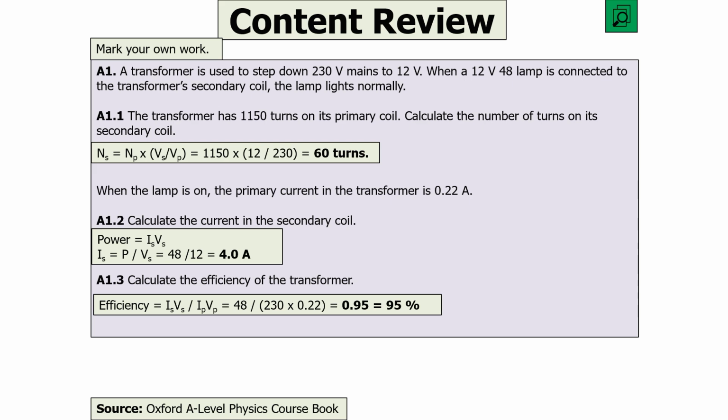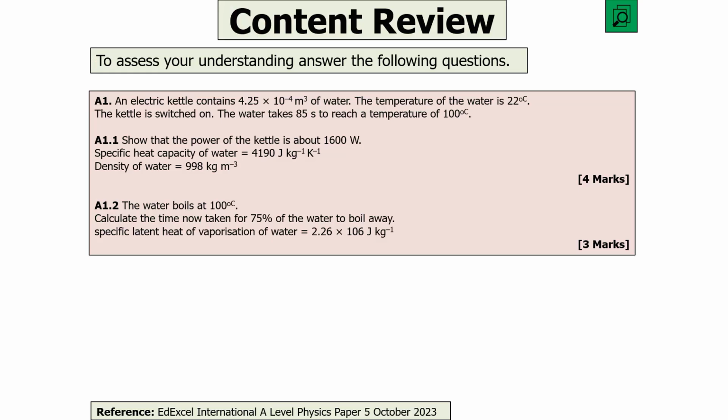Let's now have a look at some thermal physics. So in the first question, an electrical kettle contains 4.25 times 10 to the minus 4 meters cubed of water. The temperature of the water is 22 degrees Celsius. The kettle is switched on. The water takes 85 seconds to reach a temperature of 100 degrees Celsius.